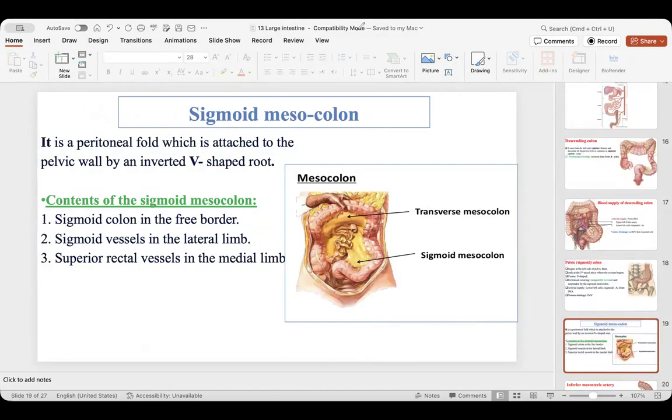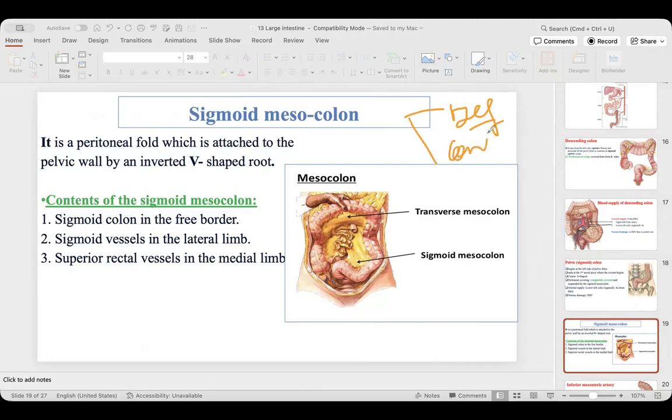What is meant by sigmoid mesocolon? Sigmoid mesocolon, by definition, is the peritoneal fold of the sigmoid colon. What are the contents? What structure is inside it? The organ itself, the sigmoid colon, and the sigmoid vessels and also the superior rectal vessels. All are the contents of the sigmoid mesocolon. Like here, this is the sigmoid colon and this is the sigmoid mesocolon, the peritoneal covering of the sigmoid colon. So any peritoneum contains the organ which it encloses and also the blood supply of this organ.